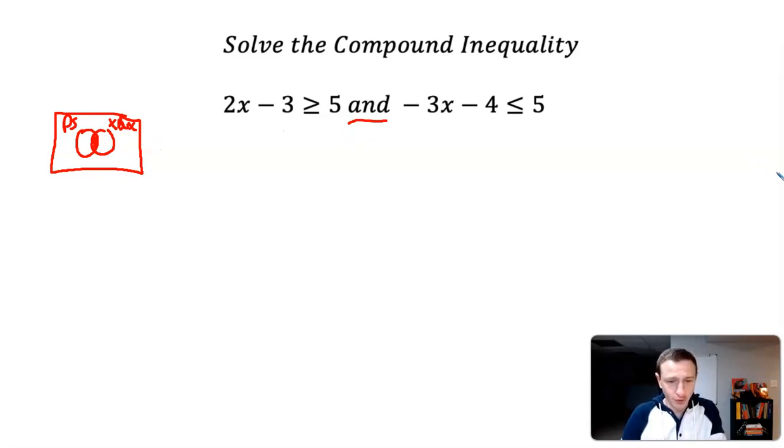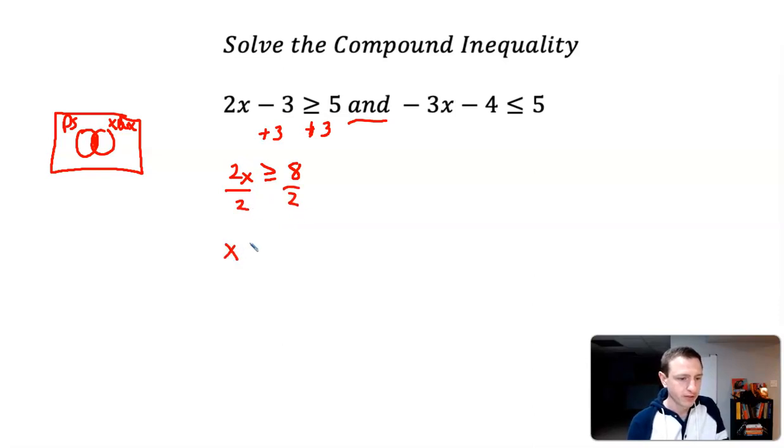So in terms of solving it, it's nothing complicated, it's just like solving an equation. And then when we get down to the actual solution set, that's where we have to start really making sure we understand what this means. So we're going to solve both of these inequalities. I'm going to add 3 to both sides, solving an equation. So I have 2x greater than or equal to 5 plus 3, which is 8. And then to solve for x, we're going to divide by 2. x is greater than or equal to 4. 8 divided by 2 is 4.